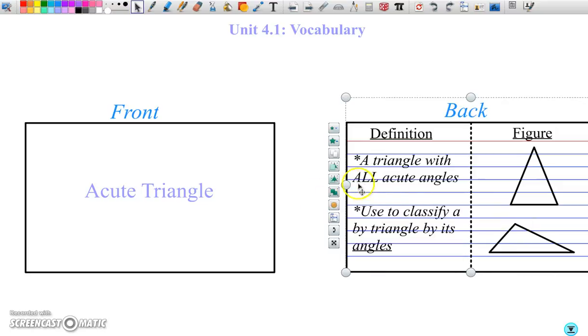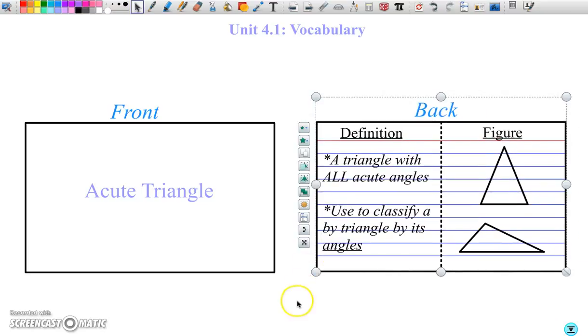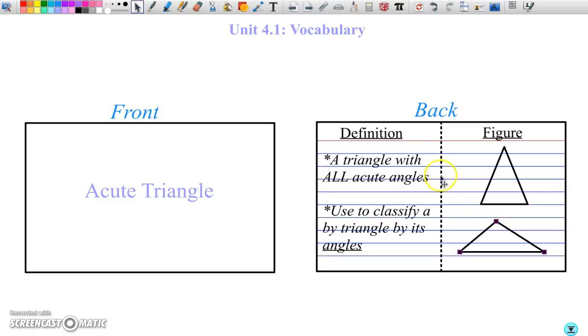So actually, this needs to be scooted over a little. Okay, first we have acute triangle. That's a triangle with all acute angles, and we use it when we're classifying a triangle by its angles. These would be examples of acute triangles. Actually, now that I'm looking at it, this one is not acute. This one would need to be more like that. No, it still looks like it's more than 90, doesn't it? All right, well, make it look acute in your picture, I guess.